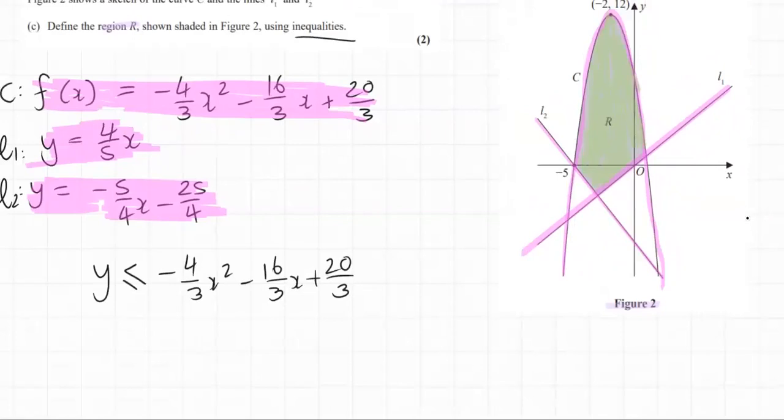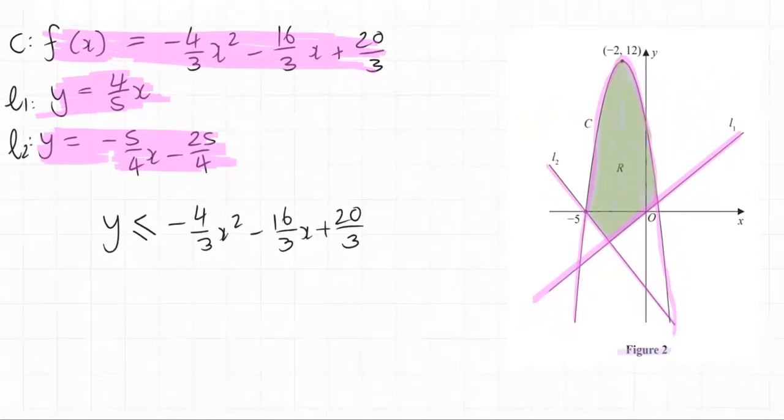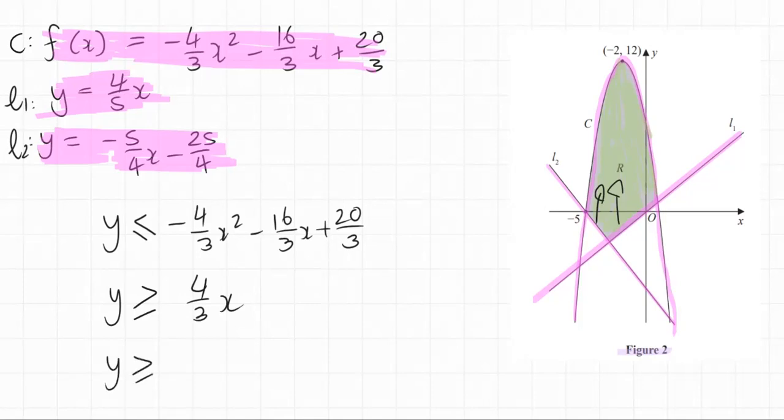Then the second part of the inequalities is we're looking at L1 and L2. If you take a look at L1, the region is above L1. So we know that y needs to be above L1. And it's also a solid line, so equal to. And if you look at L2, same thing. The area is above L2. The area encased is R1. Okay. -5 over 4x minus 25 over 4. And that's it. That's all they're asking for. And that concludes question 5. Fantastic.